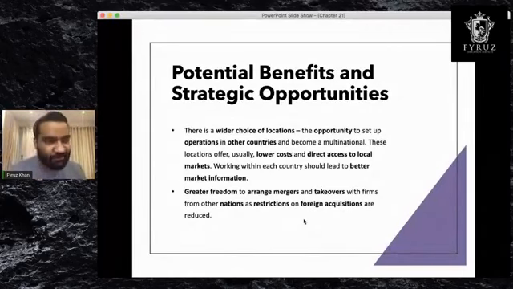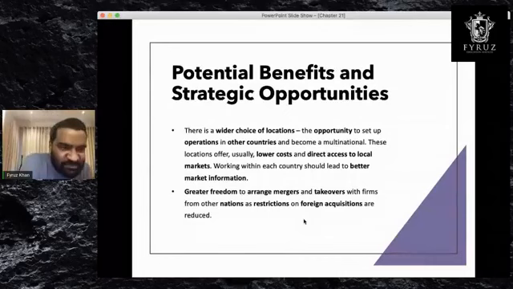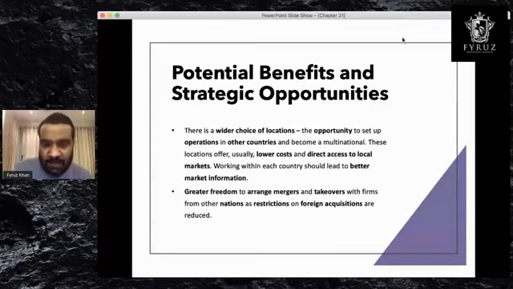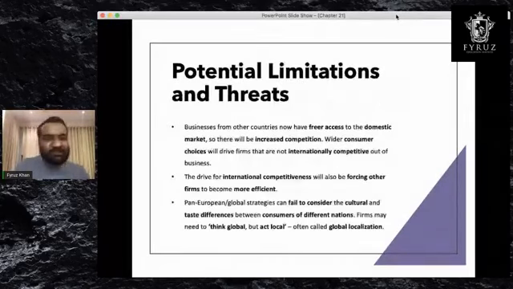You can merge with them. You can buy them, with less restriction. So these are the potential benefits. However, there are limitations too. So think about the limitations.